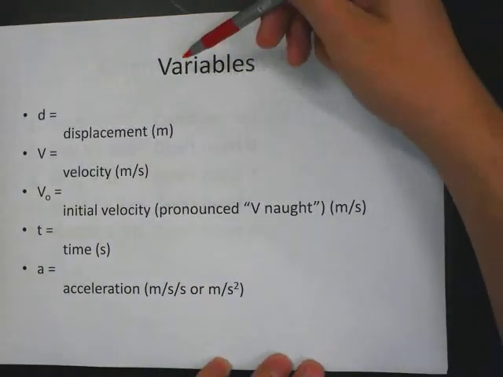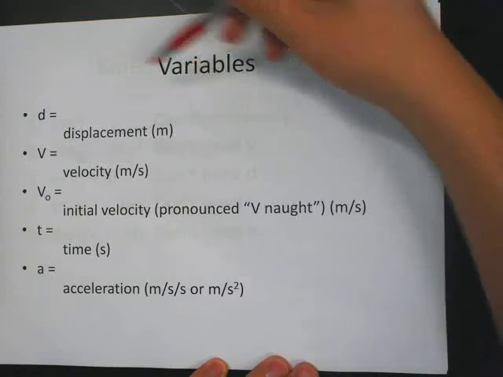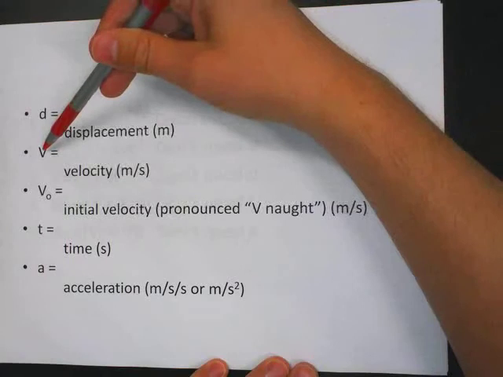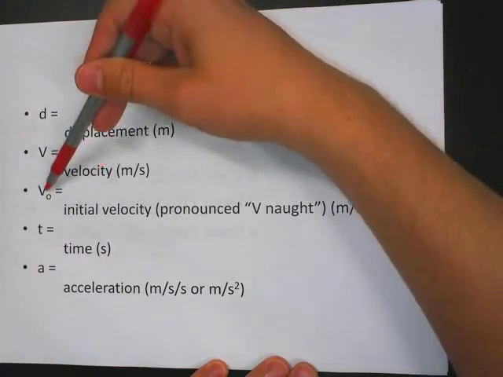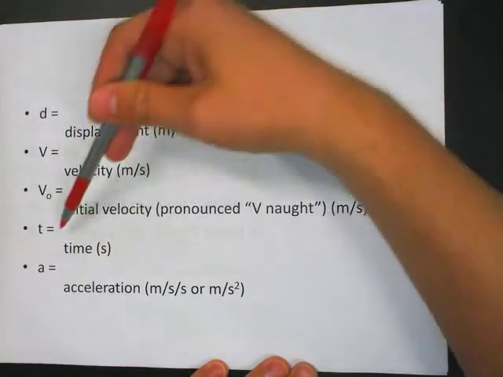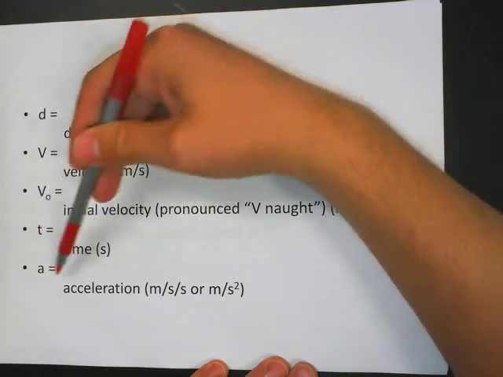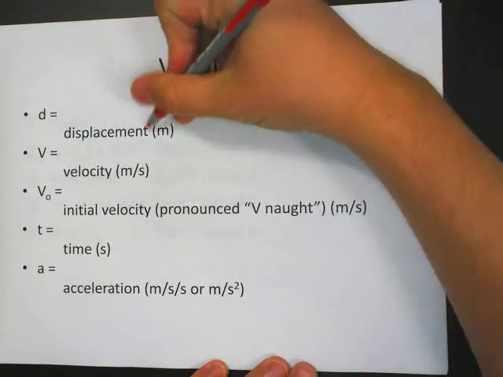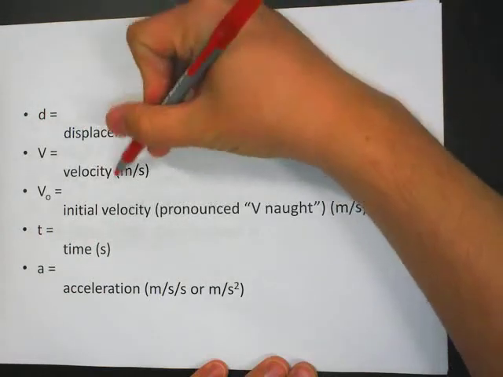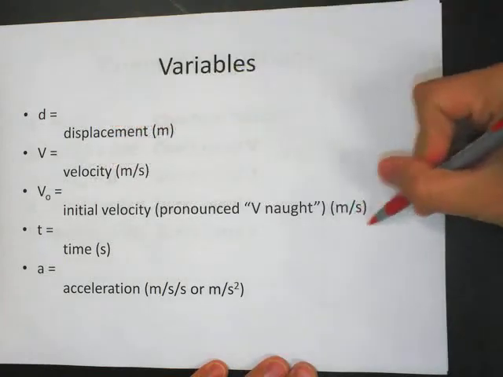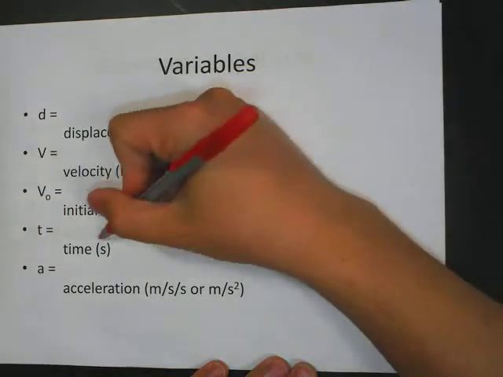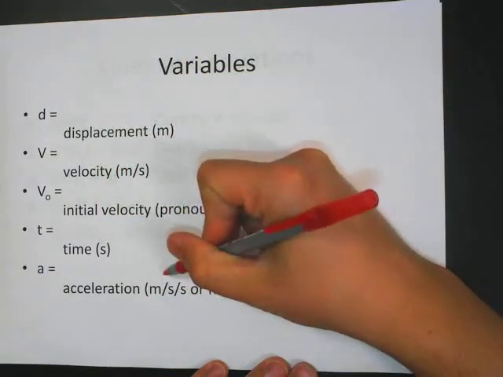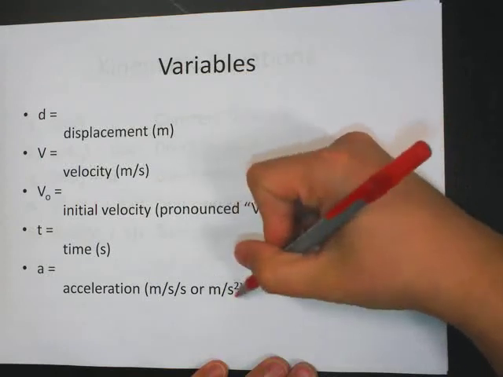So first things first, you need to know what your 5 variables are. Okay, get out your notes, go ahead and write these down. You need to know that d is displacement, v is velocity, v naught is your initial velocity, t is your time, and a is your acceleration. Distance or displacement is always going to be measured in meters. Velocity is measured in meters per second. Your initial velocity as well is in meters per second. Your time is measured in seconds. And your acceleration is measured in meters per second squared.